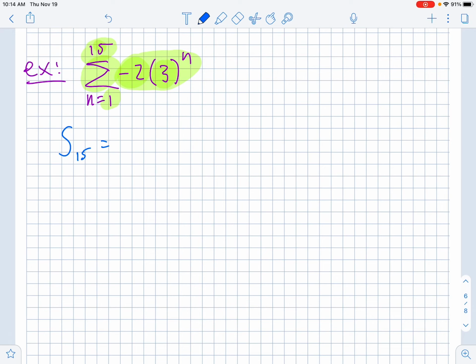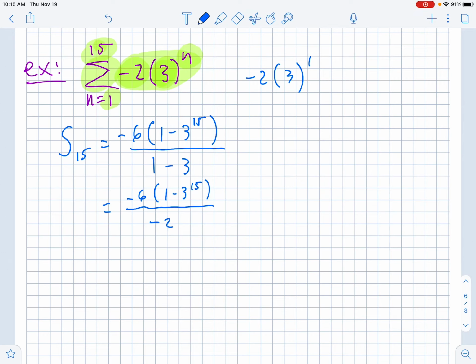I know that the first term is when you plug in a 1 for n. So -2, 3 times 1 is -6. So that means -6 is the first term. The common ratio is 3 because that's the multiplier in the equation, to the power of 15 terms, all over 1 minus the common ratio. Simplify the bottom to get -2.